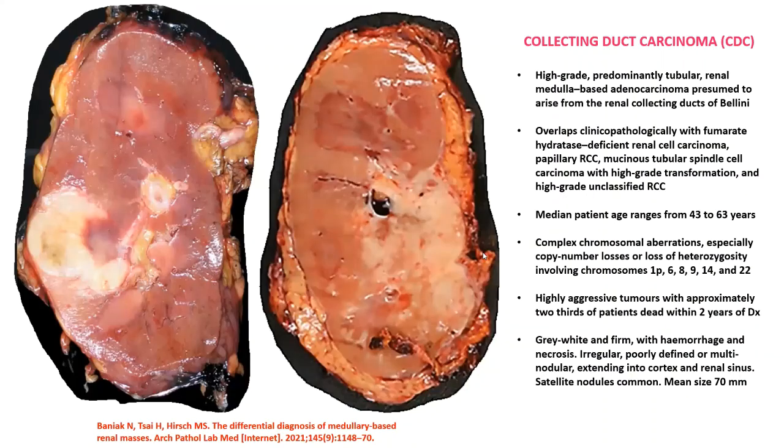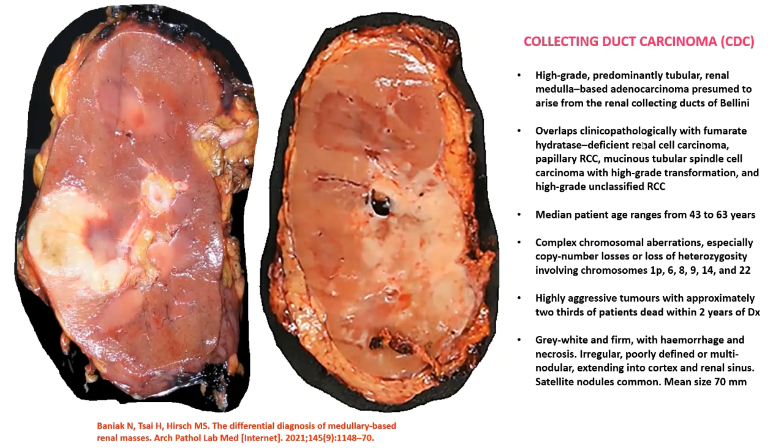Now, collecting duct carcinoma. This is a high-grade carcinoma which, as the name suggests, arises from the collecting ducts, so it will have a medullary component. So these arise from the medulla, but sometimes they grow to such large sizes that they extend into the cortex and even into the perinephric fat. But the important thing to keep in mind is that they will always have a medullary component, just like, say, a high-grade urothelial carcinoma of the pelvicalyceal system or a renal medullary carcinoma.